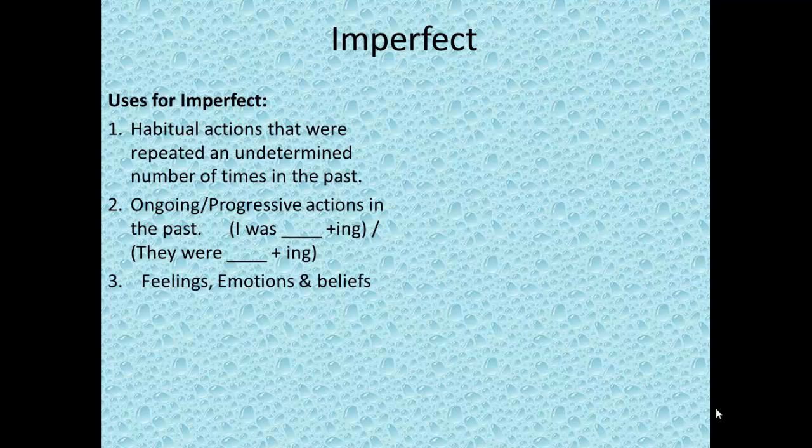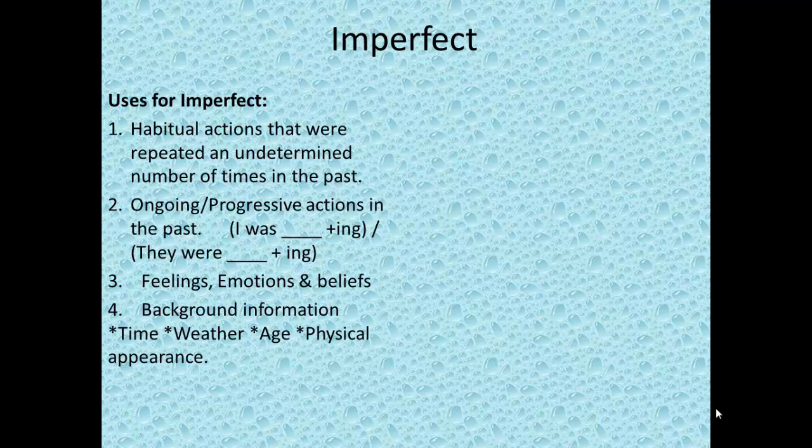Feelings, emotions, and beliefs. Okay, I was feeling sad, imperfect. Even if you know when it happened. Yesterday I was feeling sad. The feeling overrides the exact time it happened. So if it's an emotion or belief or a feeling, even though you know when it happened, it might have a specific time it started and ended, it overrides that and it will be in the imperfect. Okay? She was happy after they won the game. That would still be imperfect.